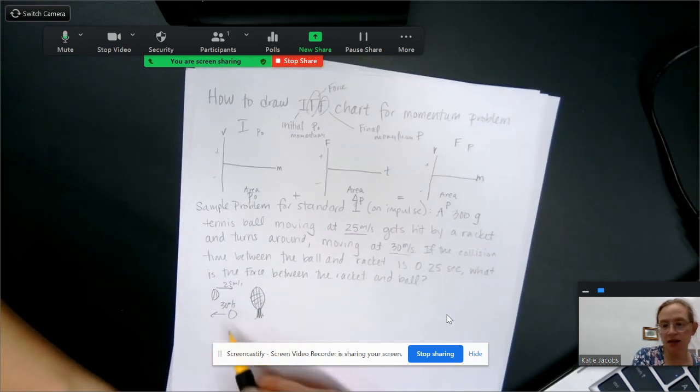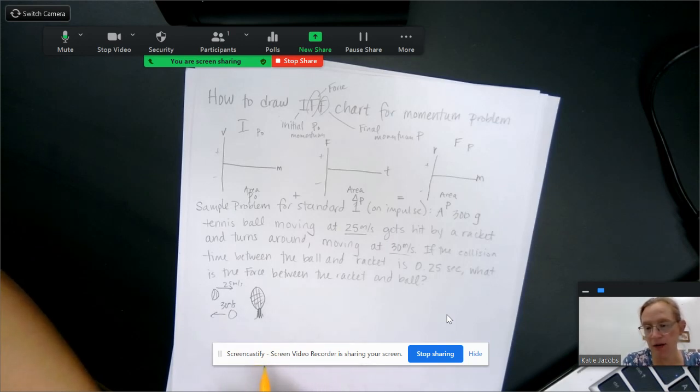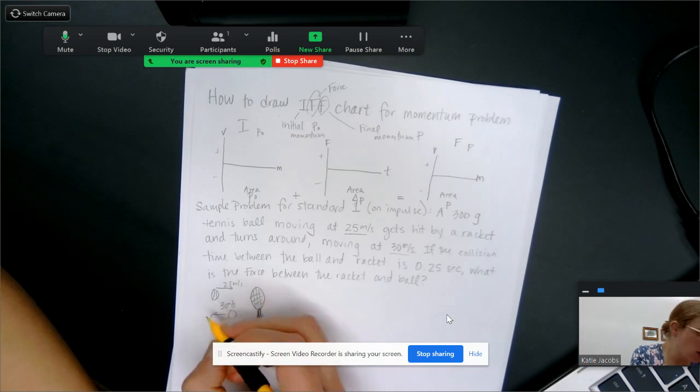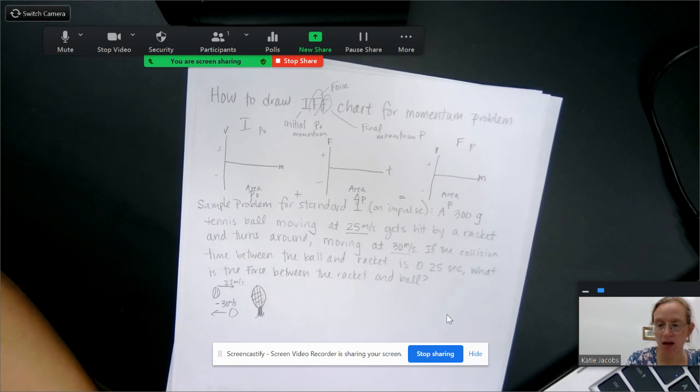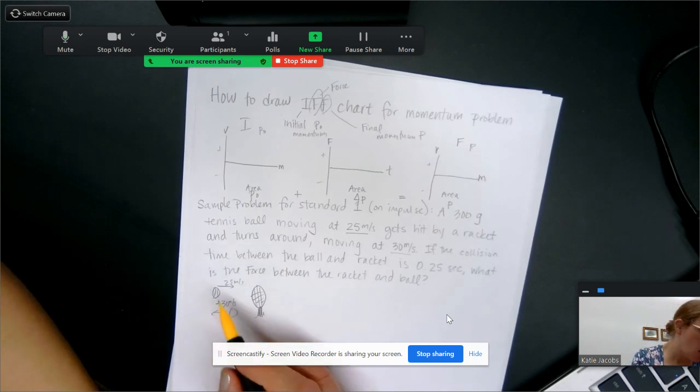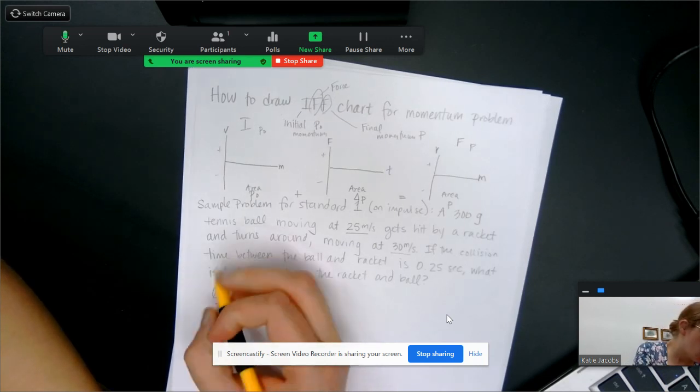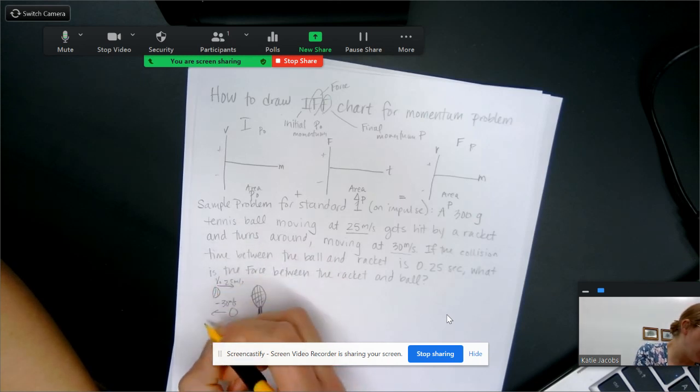They didn't give me positive or negative in front of these, but one of them has to be negative because it's changing direction. The way I drew it, the second one would be negative because it's to the left. If you chose it the other way around, it doesn't matter. You're still going to be able to solve the problem and get a correct solution. So we know the initial velocity, V0, is 25 and V final is negative 30.